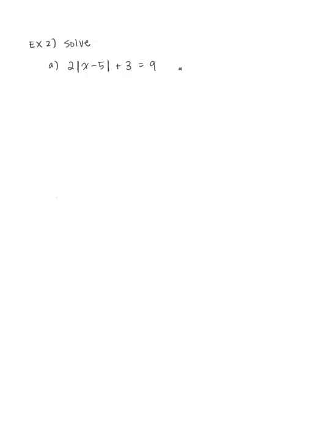Let's call this one example 2, solve that equation. Alright, so step number 1, what do we have to do? Isolate the absolute value. So how do I do that? Subtract 3 from both sides first. Then what do we got? 2 times the absolute value of x minus 5 equals 6. Okay, so the absolute value is not isolated yet. So what we need to do is divide this whole thing by 2. Then we're going to have the absolute value of x minus 5 equals 3.